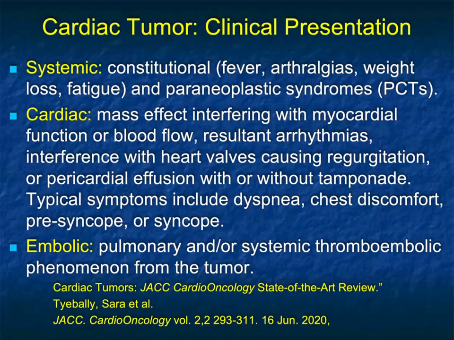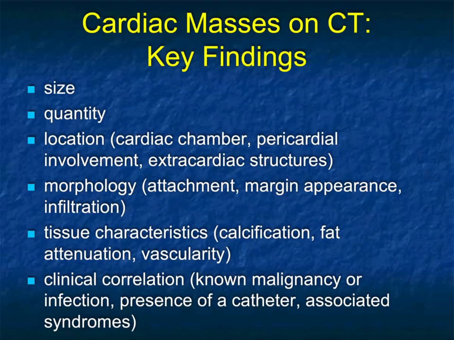And of course, embolic phenomena, pulmonary or systemic thromboembolic phenomena from the tumors. And we think about that as, for example, both from clot, which can give embolic phenomena, but also things like atrial myxomas.